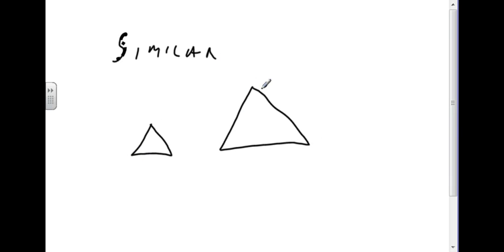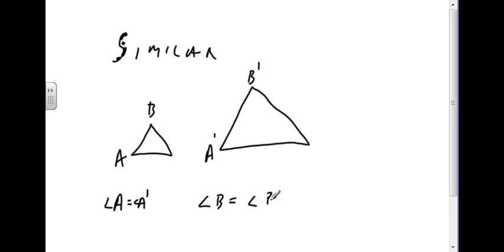Angles can be similar. Way to go, that's a cool one. Similar, S-I-M-I-L-A-R. All right, so if that angle and that angle are similar, then that means that angle A is equal to angle A prime, and angle B is equal to angle B prime, and angle C is equal to angle C prime. So that's what a similar triangle means.